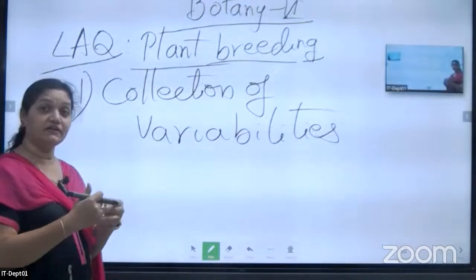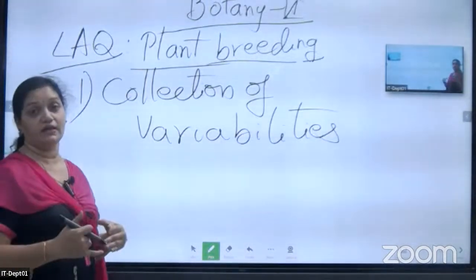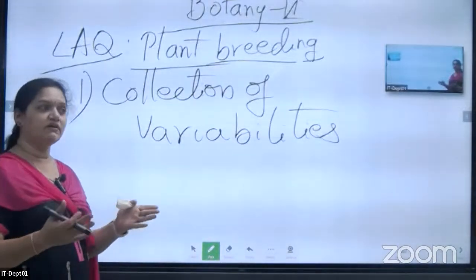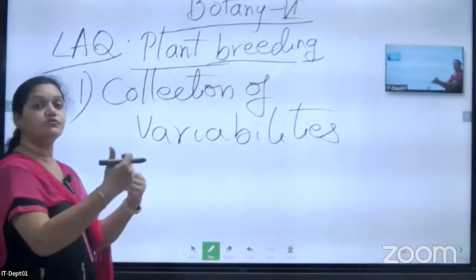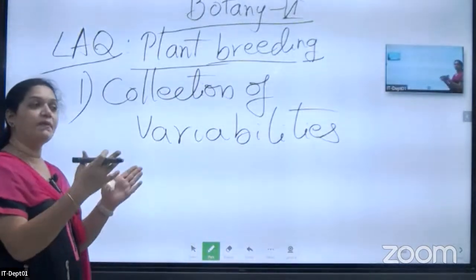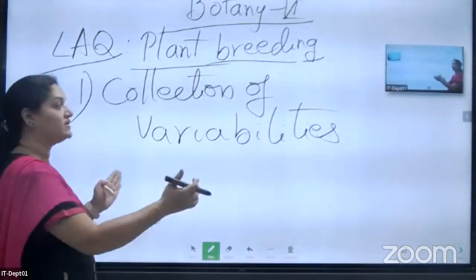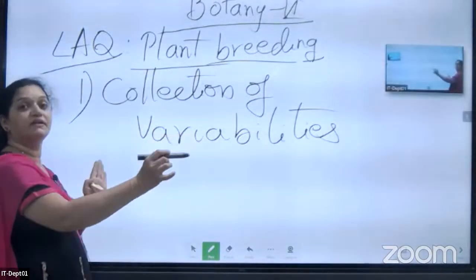Like that, varieties of the plants we will collect here from different areas. Whenever one good quality is there, we have to collect that type of plant and keep it in one specific place, that is, in the lab itself. That is called the collection of variabilities.